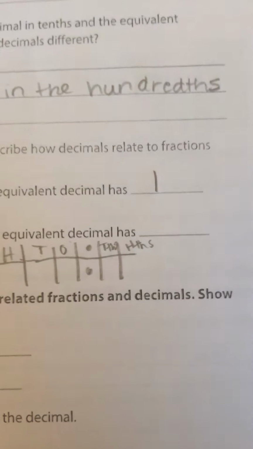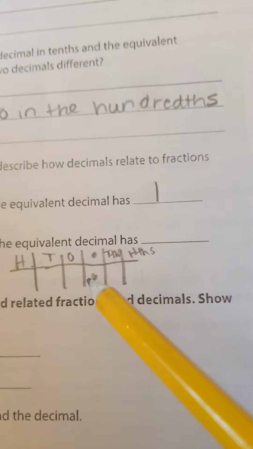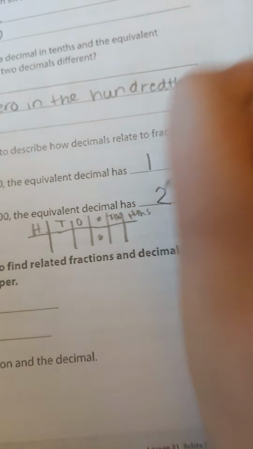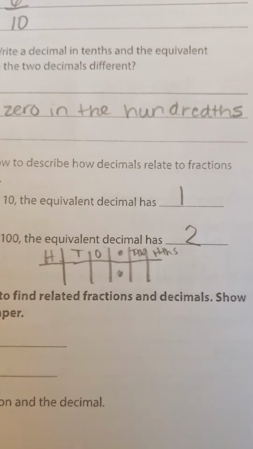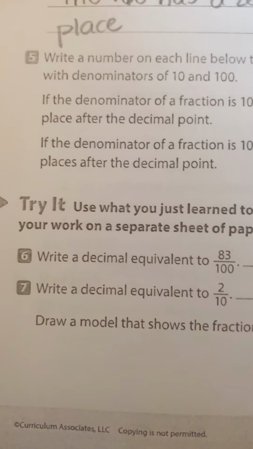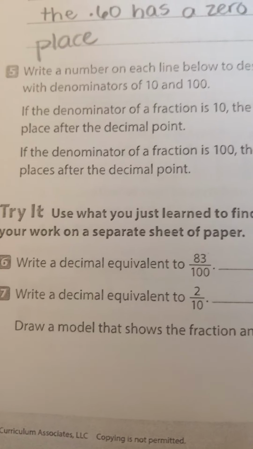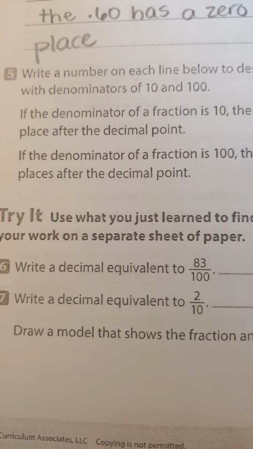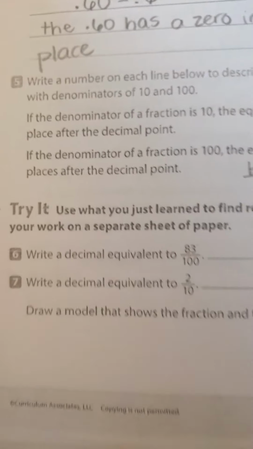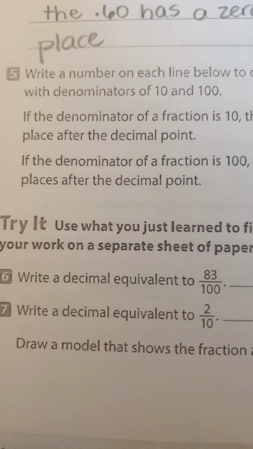If the denominator of the fraction is 100, the equivalent decimal has how many places after the decimal point? 1, 2. Okay. All right, so now it says, write a decimal equivalent to 83 hundredths. I want you to pause the video here and try this by yourself. Once you do number 6 and number 7, go ahead and unpause and see if you got these right.